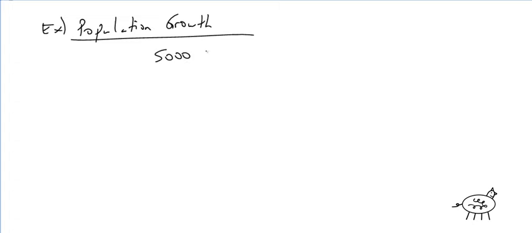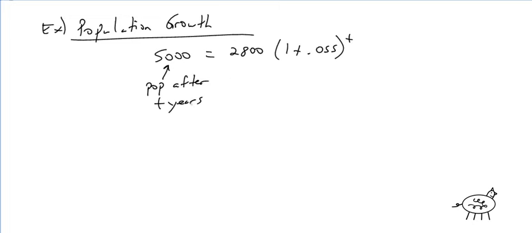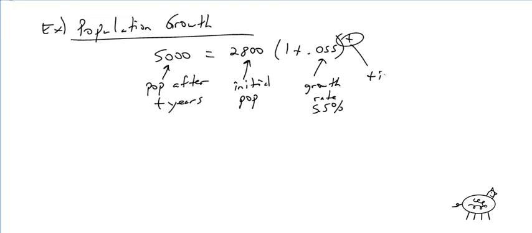Okay, if I said 5,000 equals 2,800 times 1 plus 0.055 raised to the t power. Now, if I asked you what everything meant, you guys should be able to tell me what everything meant, right? This is population growth. This is my population after t years. This is my initial population. That's my growth rate, which is 5.5%. And of course, that's your time. Time in years.